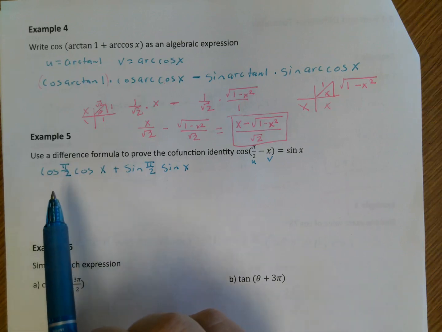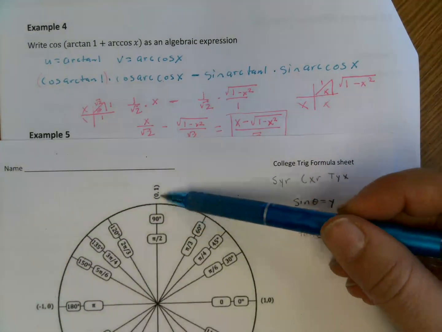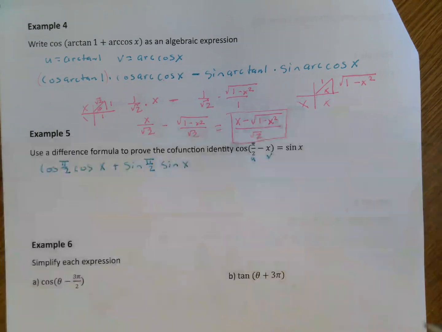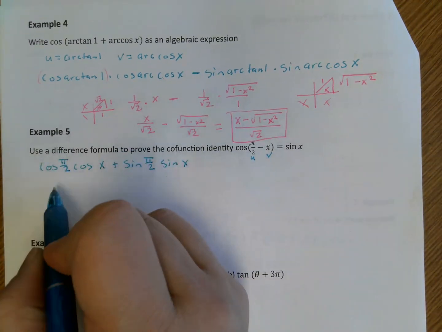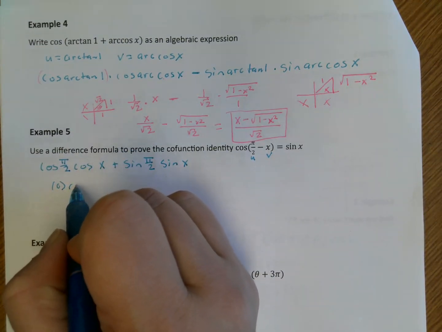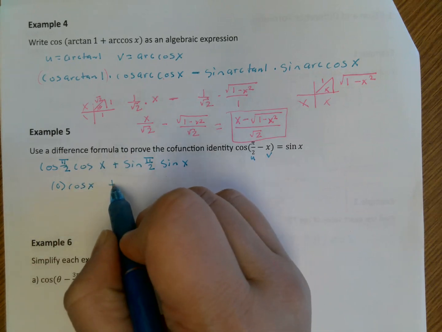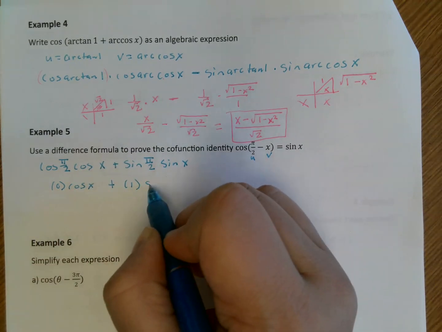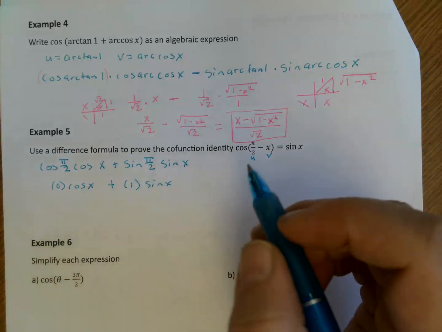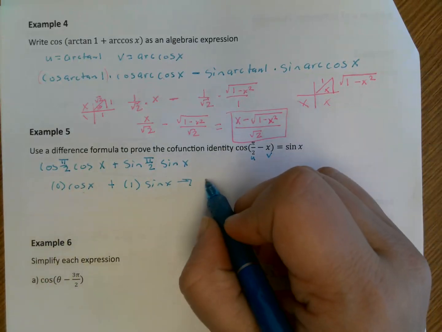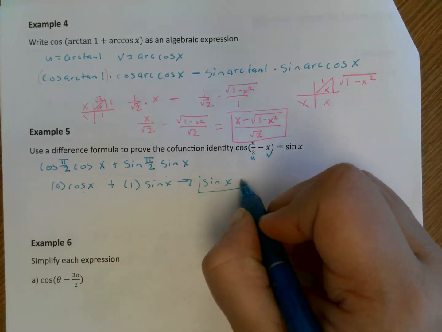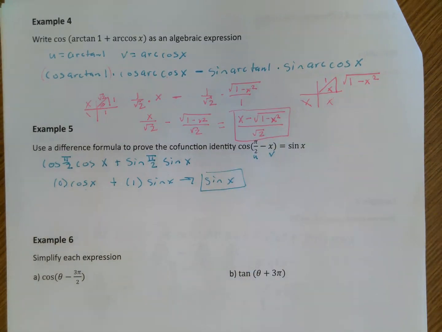So now remember, this is pi over 2 right here. Cosine is your x value. Sine is your y value. So cosine changes into 0 times cosine x plus 1 times sine x, and 0 times anything is 0, leaving me with just sine x. So this is how we would prove that equation.